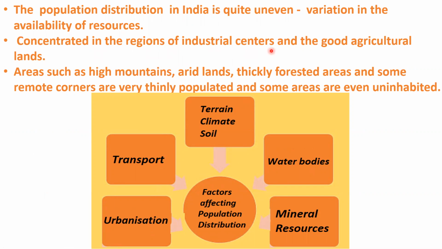Population is concentrated in the regions of industrial centers and the good agricultural lands. Areas such as high mountains, arid lands, that is dry lands, thickly forested areas, and some remote corners are very thinly populated, and some areas are even uninhabited. The factors affecting population distribution are generally urbanization, transport, the terrain, that is the type of the land, climate, soil, water bodies, and mineral resources.